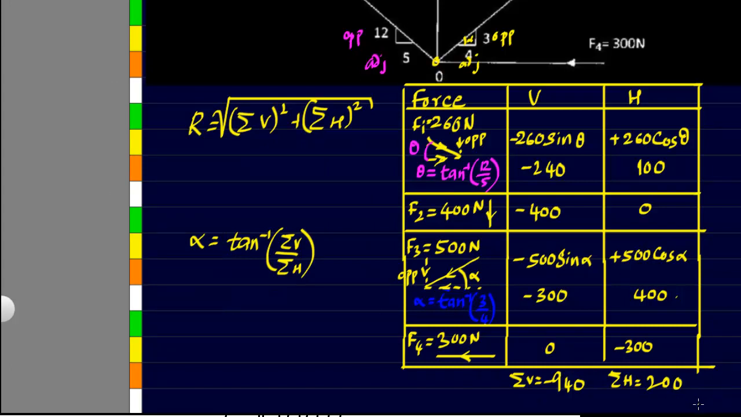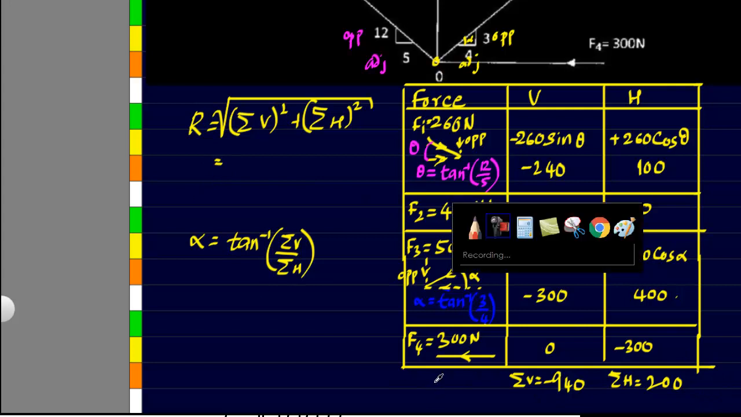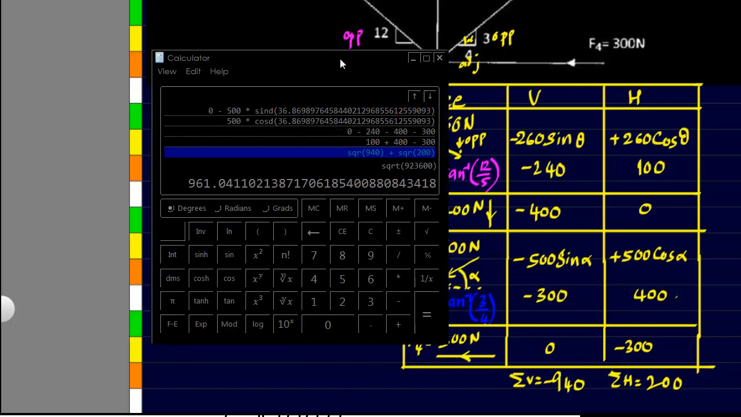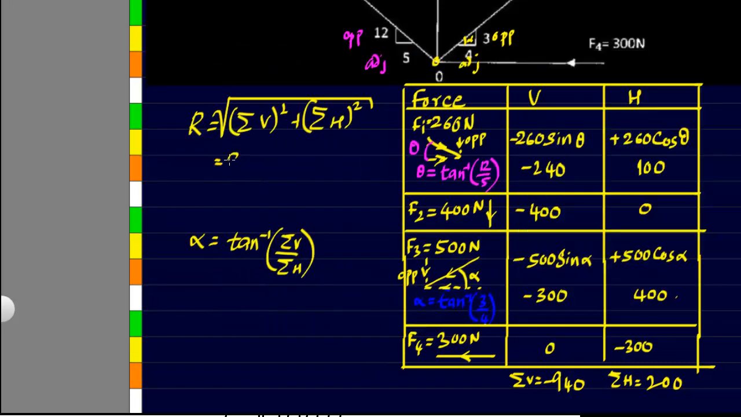Now substituting all these here in the resultant will give us the value of the resultant. So I'll have to take 940. I'll just neglect the negative sign because squaring will anyway remove the negative sign. So plus 200 square of this again. The result we will have to take root of. So that gives us 961.04. The unit will be the same as what is given in the question. So this here is the magnitude of the resultant.